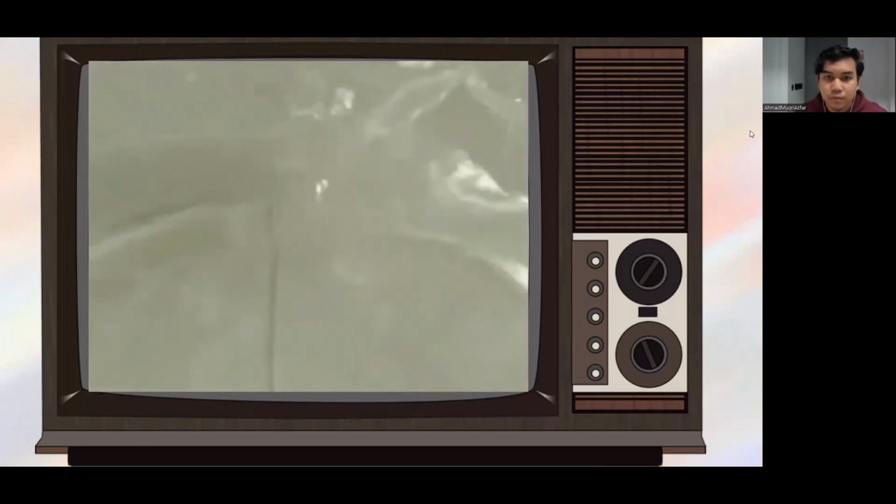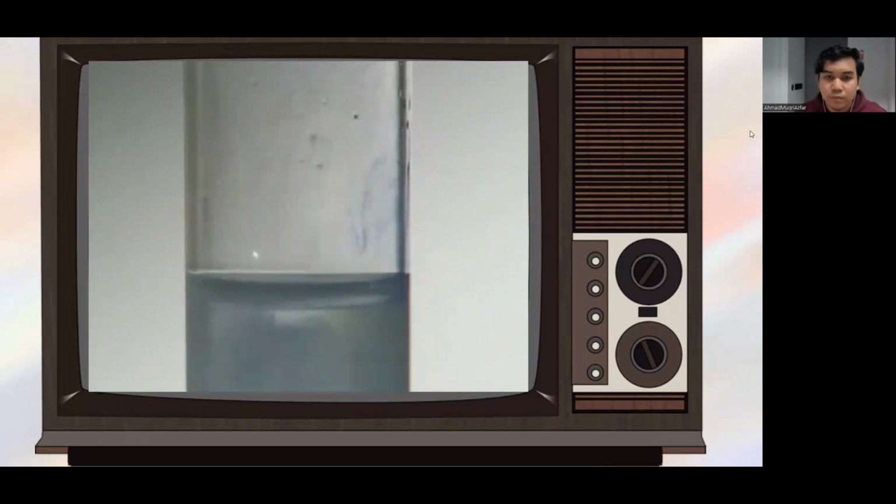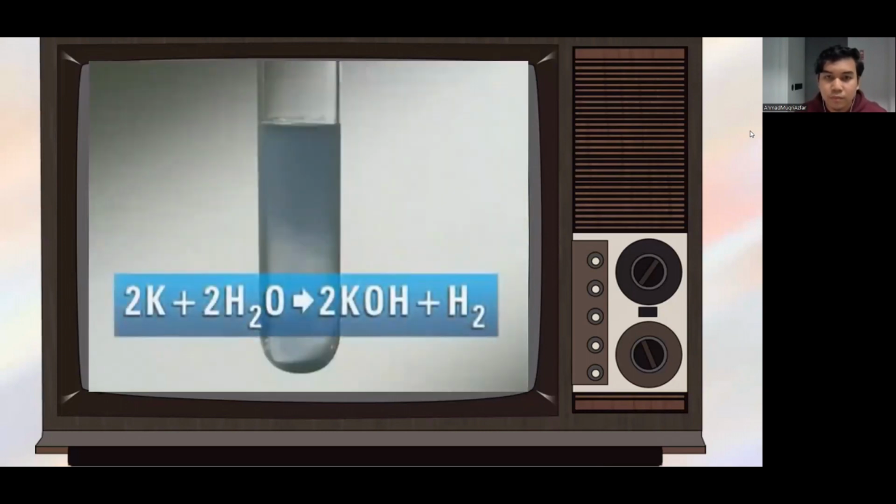It reacts immediately, and the hydrogen produced ignites on its own. Universal indicator goes blue. Potassium reacts with water to form potassium hydroxide and hydrogen.